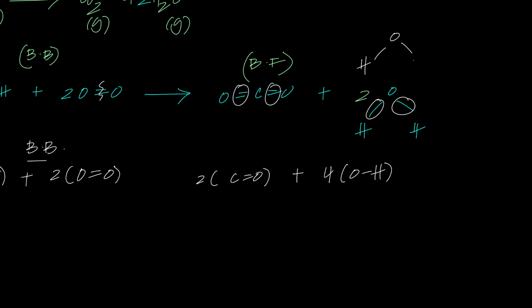So if you don't understand this, instead of writing a 2 here, you could say you have 2 waters. Look, you have 1 water here, 1 water here. So 1 mole of this would break, 1 mole of this would break, 1 here, 1 here. So 4 OH bonds would form, right? So that's the idea.